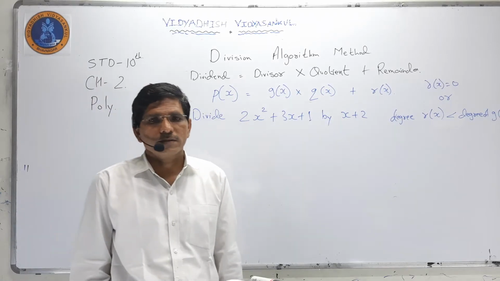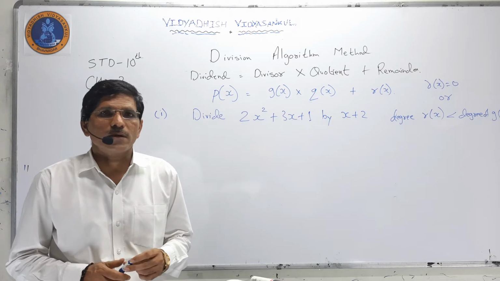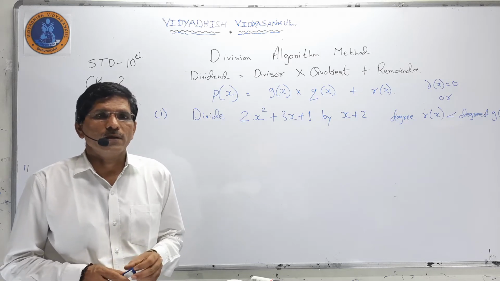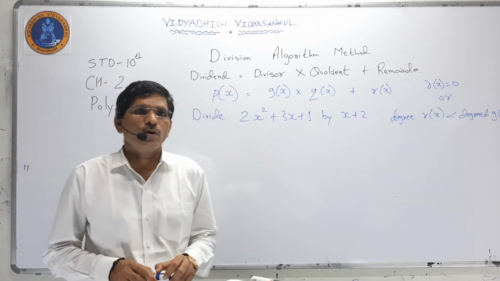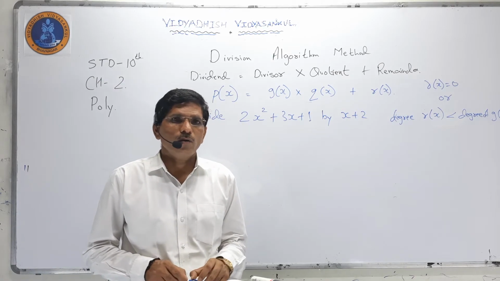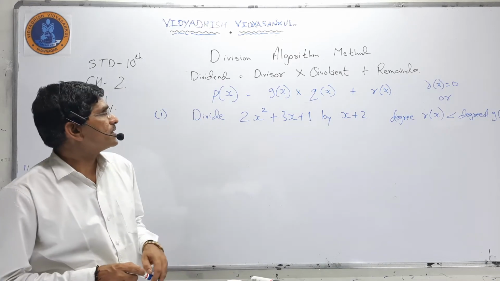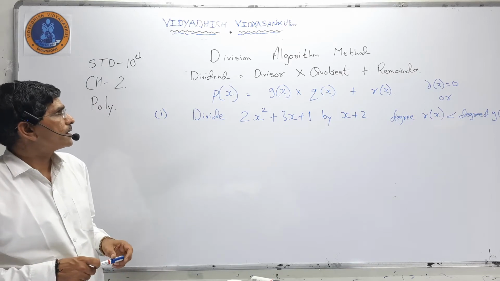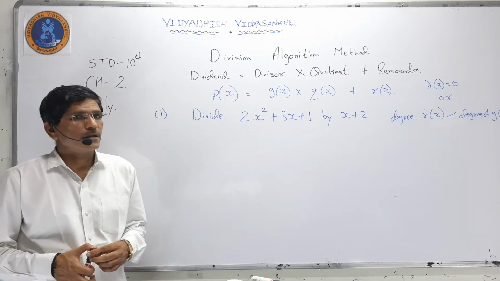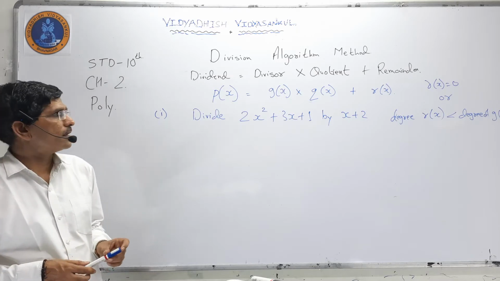Good morning, friends. In the last lecture we discussed chapter number 2, polynomials, and in that we discussed the zeros of a polynomial. Now we go for the next topic, that is the division algorithm method. In it, dividend is equal to divisor multiplied by quotient plus remainder.